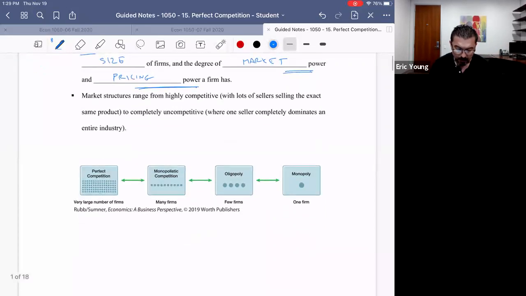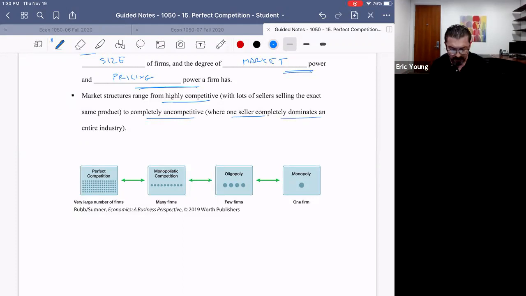We believe in micro theory that market structures range on a continuum, sort of like you see here, from highly competitive, where you have a lot of sellers selling identical goods, therefore each firm has very little clout, if any, to the other extreme where you have completely uncompetitive industries, where, for example, you have a monopoly, where one seller completely dominates the industry, okay?